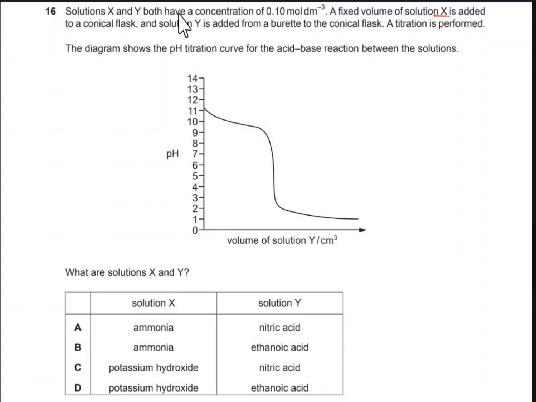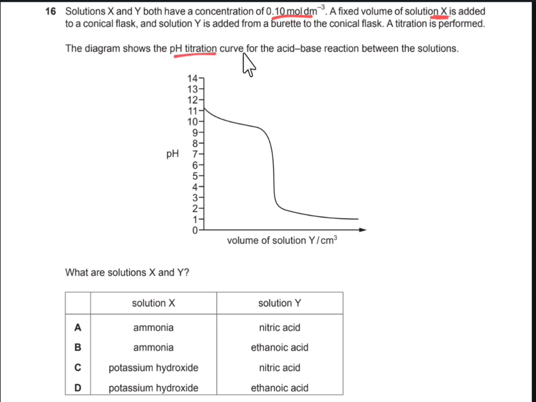Question: solution X and Y both have a concentration of 0.1 mol per dm cube. A fixed volume of solution X is added to a conical flask and solution Y is added from the burette into the conical flask. A titration is performed. So first of all, solution X is added, then solution Y is added.